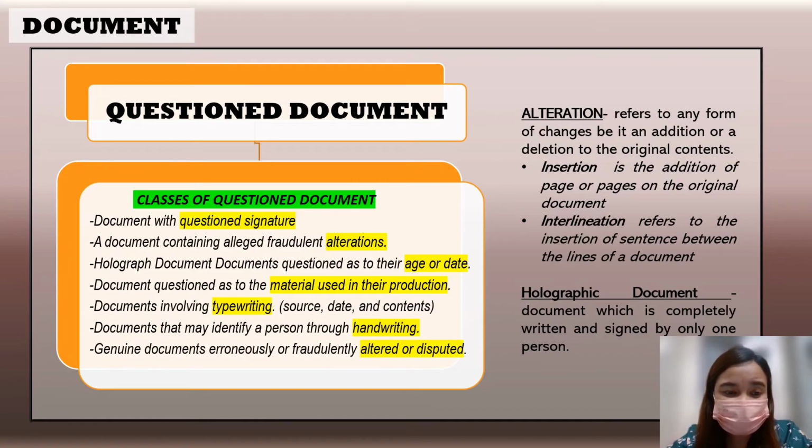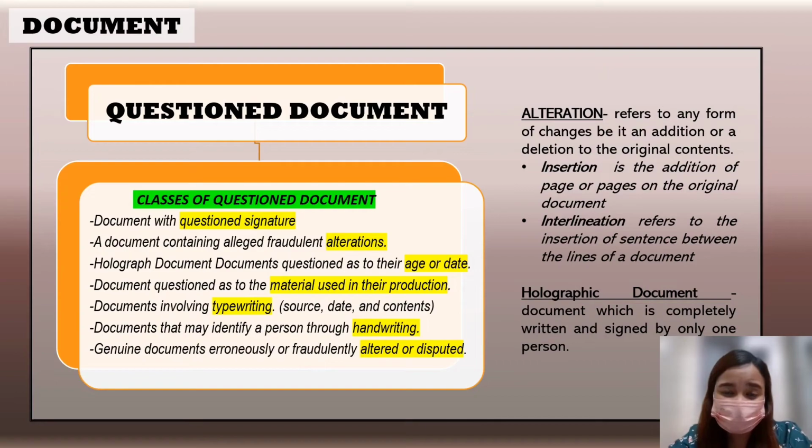Then, question document as to the material used in their production. So, there are cases na pinag-aaralan po or ine-examine yung material na ginamit dun sa document. For example, what type of paper? Is it bond paper? Okay, special type of paper? Or kaya, about the writing instrument, anong type of ink or type of ballpen yung ginamit? So, sa examination of document, pinag-aaralan po or ina-assess po yung mga ganung bagay.